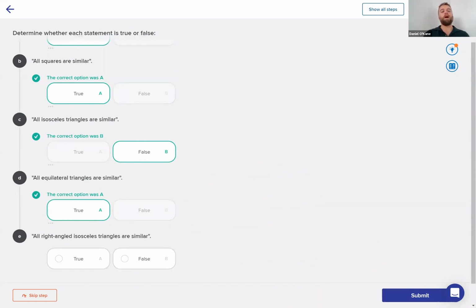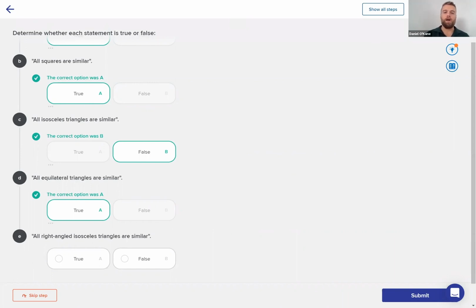What about all right-angled isosceles triangles? Are they similar, true or false? So remember in part C, we found that not all isosceles triangles are similar, but what about right angle isosceles triangles, true or false?